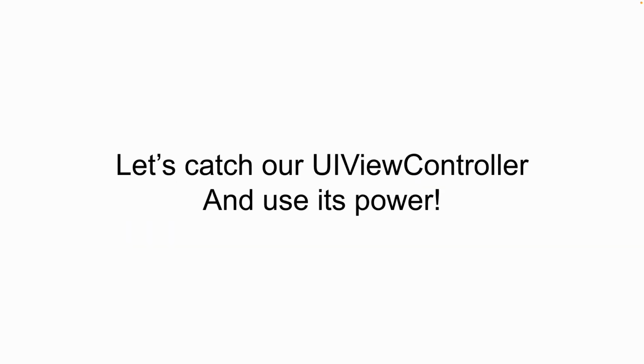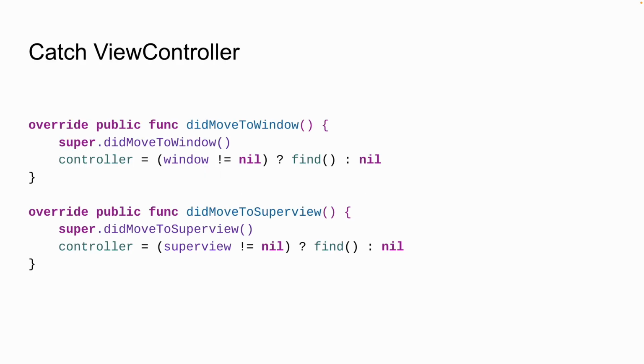As I mentioned before, if we always have a ViewController behind the scene, it means that probably we could catch it and just use its methods to cover this case about animation, about dismissing. So let's just catch it and use the power. So how could we do this?